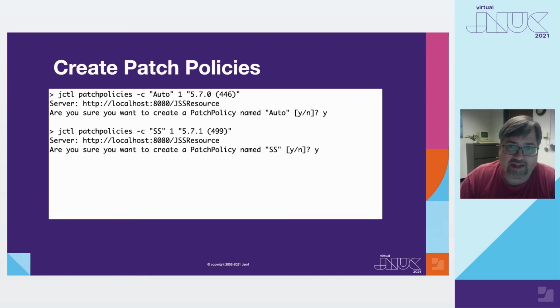Now I can create some patch policies. Patch policies require 3 arguments: the name, the ID of the patch software title, and the version. So I've created 3 policies, one named auto and one named SS for self-service. Now let's move the auto from the 5.7.0 package to the 5.7.3 with package control.